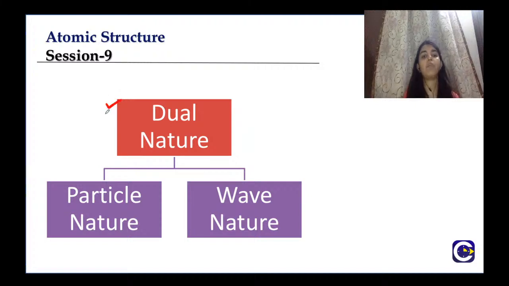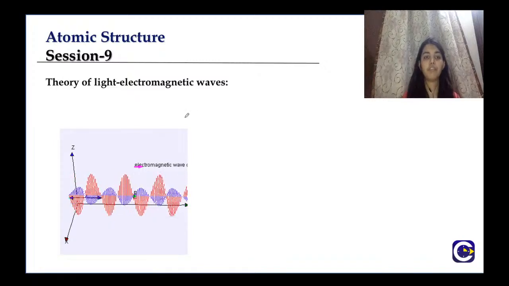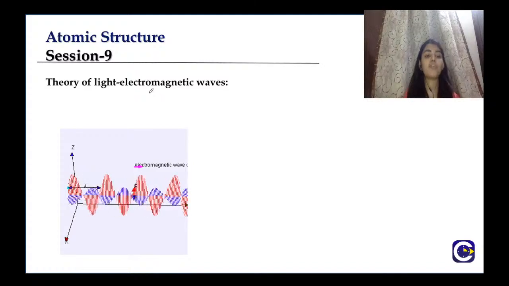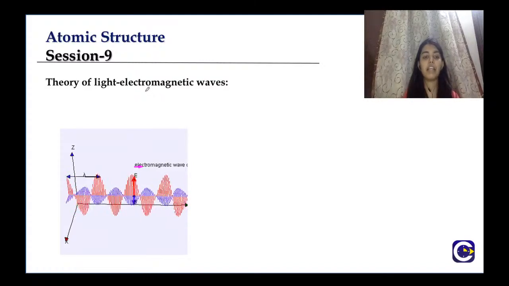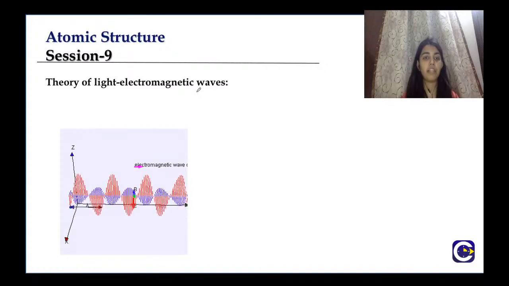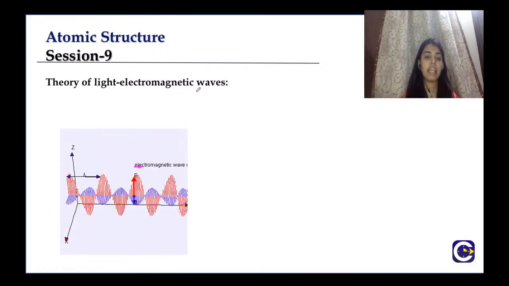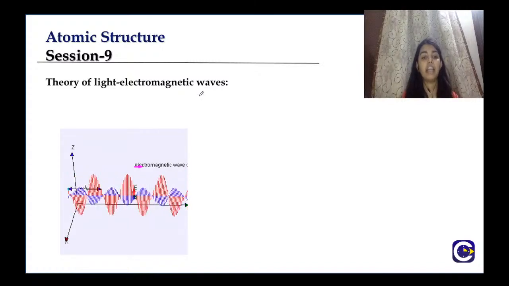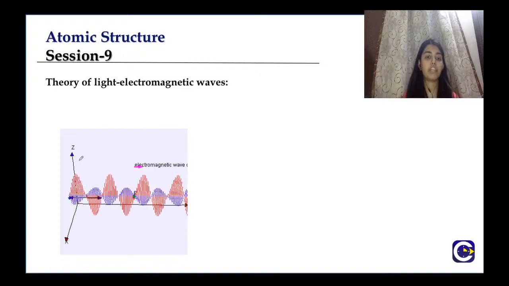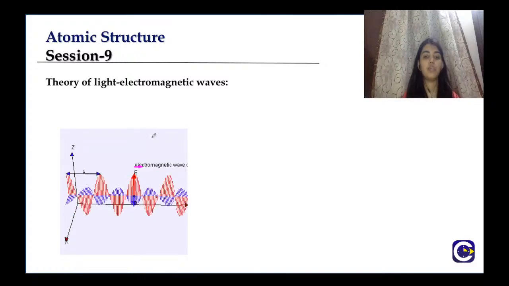First we studied about the dual nature of light, that light can have a particle nature also and light can have a wave nature also, right? So here first we studied that light is basically an electromagnetic wave. What is an electromagnetic wave? It is a wave which is associated with the electrical component as well as the magnetic component. And the electric field, the magnetic field and the direction of propagation are mutually perpendicular to each other.